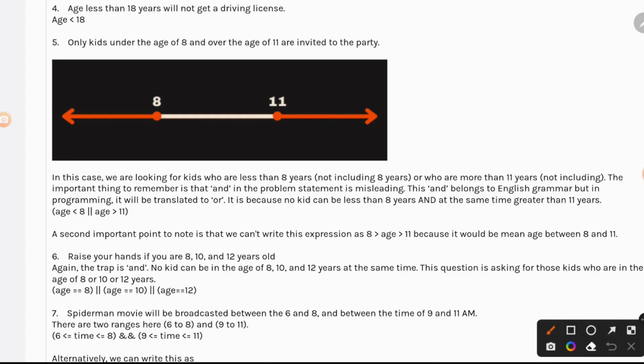It's a little tricky. What we are saying is age is less than 8 or age is greater than 11 are invited to the party. So our Boolean expression will look like this. Correct? We cannot say and here. If you say less than 8 and more than 11, actually there will be no children who can attend the party. Either you are less than 8 or you are more than 11. You cannot be both.